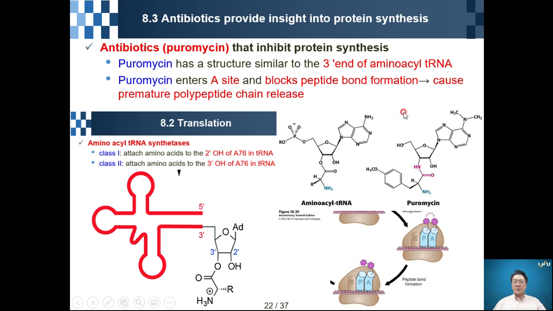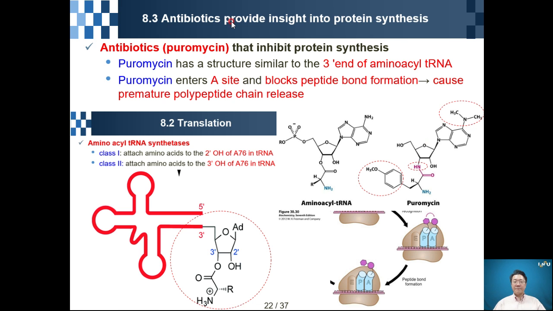So this is puromycin. Puromycin has a structure similar to the 3' end of aminoacyl-tRNA. So this is the 3' end of aminoacyl-tRNA, and we can magnify it. Puromycin has a structure similar to the 3' end of aminoacyl-tRNA, nearly similar except for this region, this region, and this region.